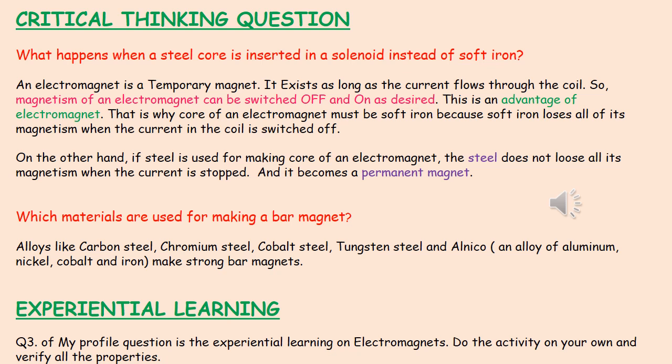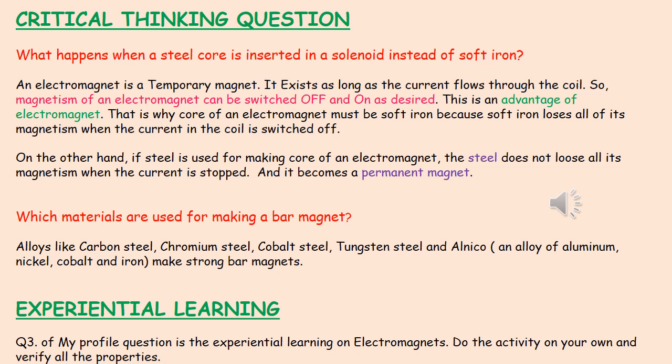Now, what will happen when a steel core is inserted in a solenoid instead of soft iron? Because we know that soft iron gives a stronger magnetism, but instead of soft iron, if we put a steel core, what will happen?